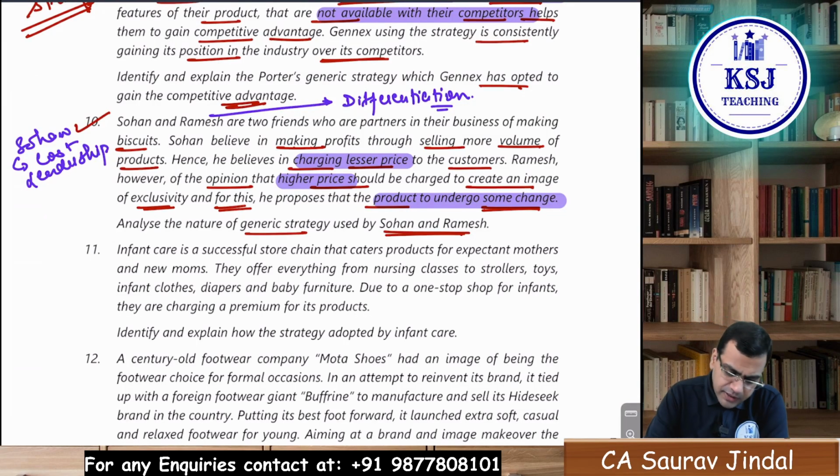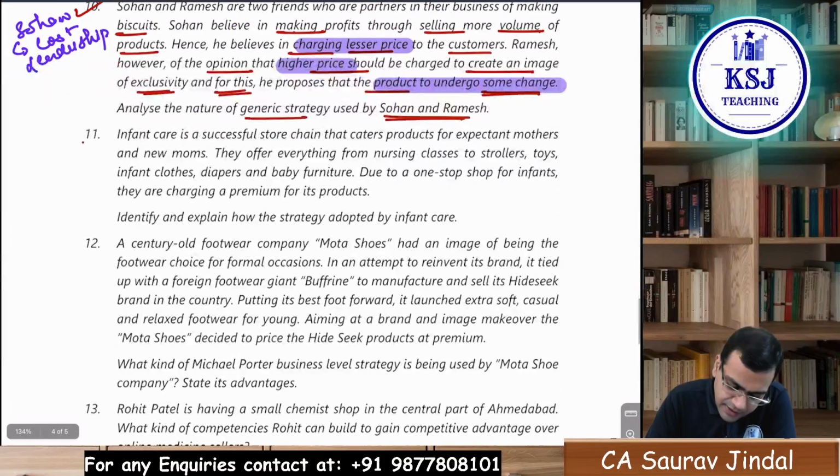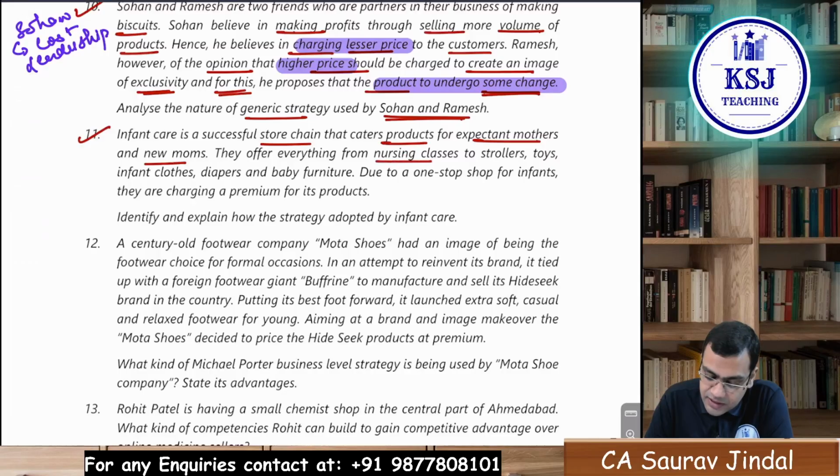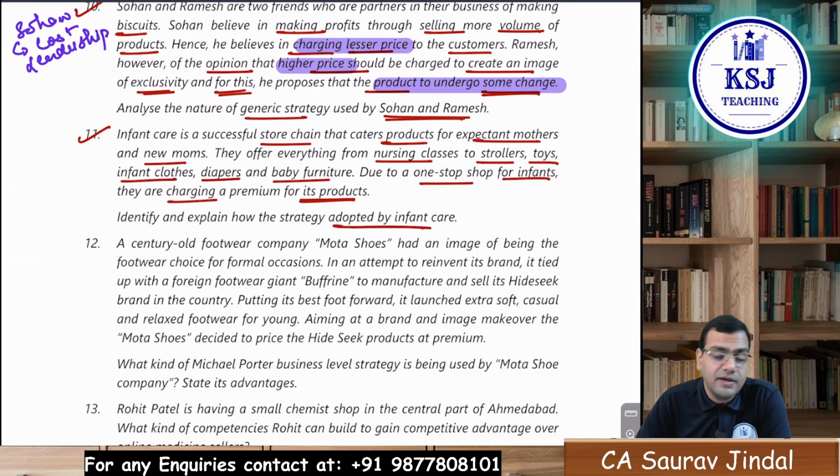Let's come to the next question, question number 11. Infant Care is a successful store chain that caters to products for expectant mothers and new moms. They offer everything from nursing classes to strollers, toys, infant clothes, diapers, and baby furniture. Due to the one-stop shop for infants, they are charging a premium for the products. Identify and explain the strategy adopted by Infant Care. Cost leadership? Definitely not. So what is left is differentiation and focus differentiation.